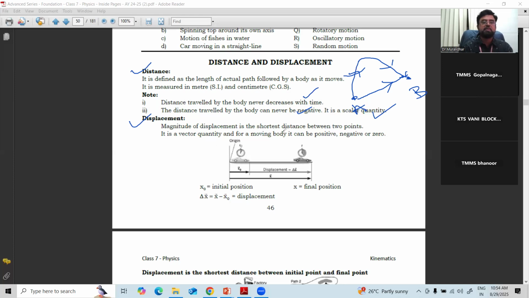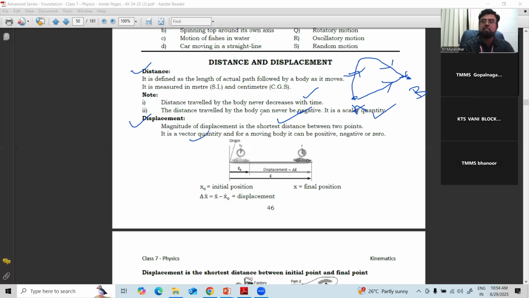So, magnitude of displacement is the shortest distance between the 2 points. From one point to another point, which distance? Suppose somebody asks you, where is your nose? We can show like this also. We can show like this also. So, this is the displacement, showing like that is distance. That's all. Simple funda. Okay.